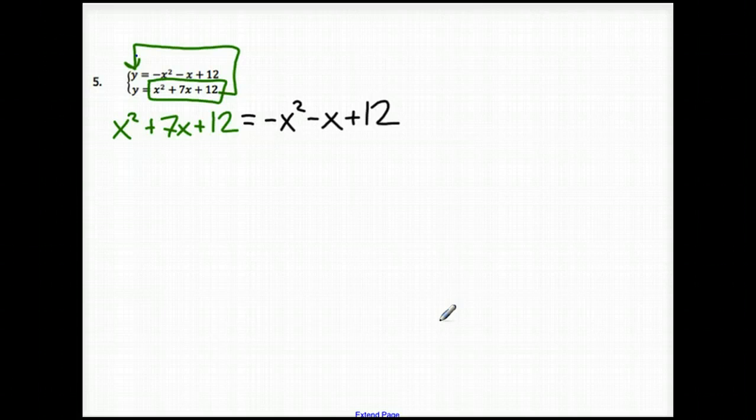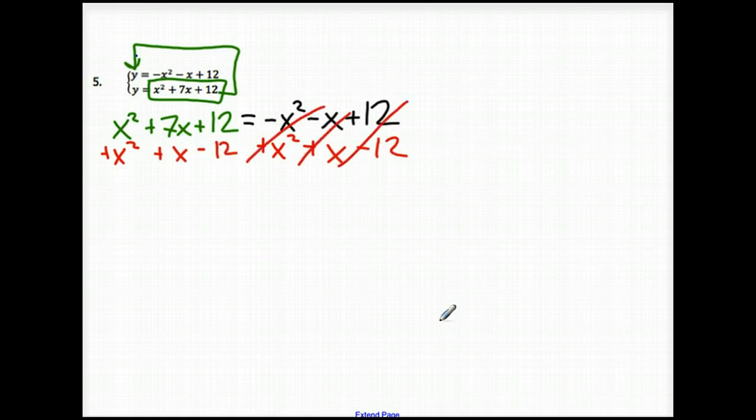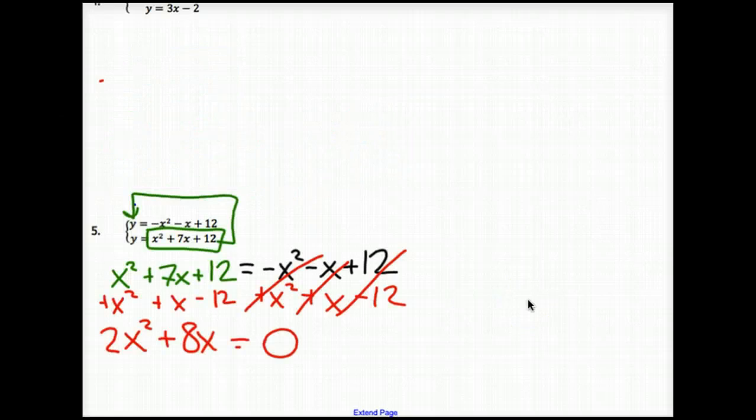And if I move everything over to the left side, I would be adding x squared, adding x, and subtracting 12. That's going to give me this, 2x squared plus 8x. My 12's cancel, so I get equals 0. So I have a binomial on the left side. Now you can factor that binomial by factoring out your GCF, which in this case is a 2x. So I factor out a 2x, I'm left over with x plus 4.